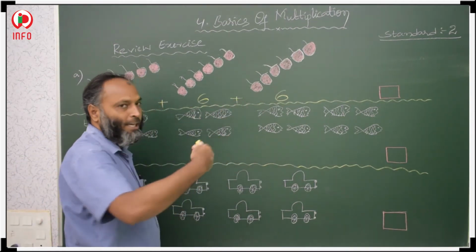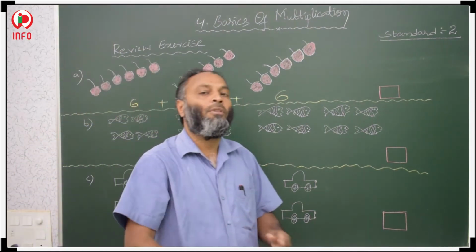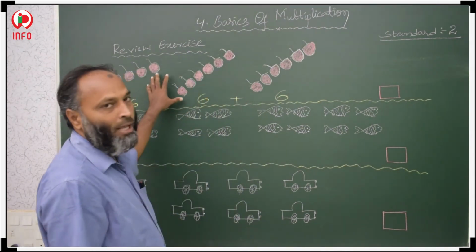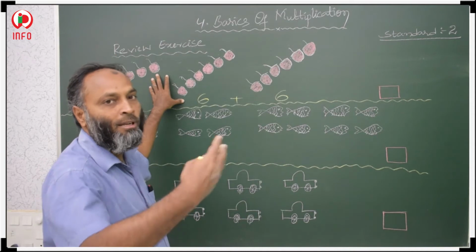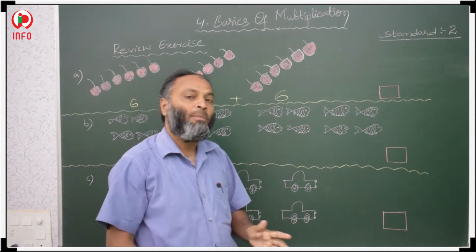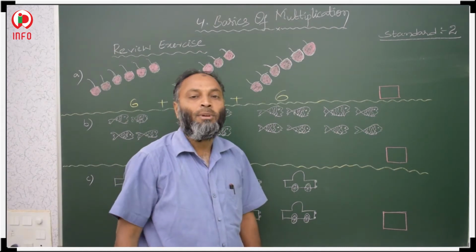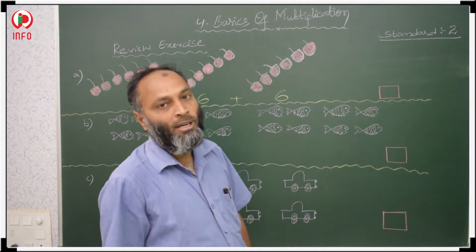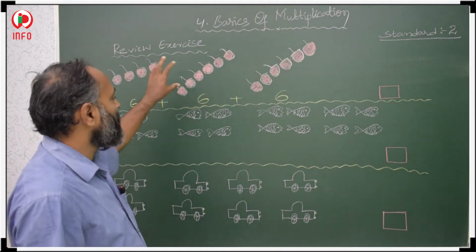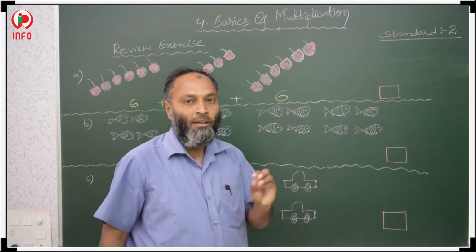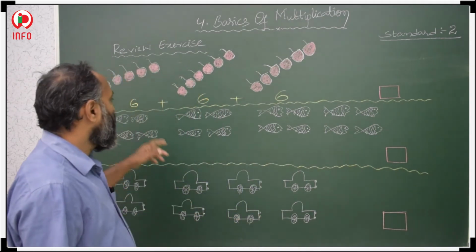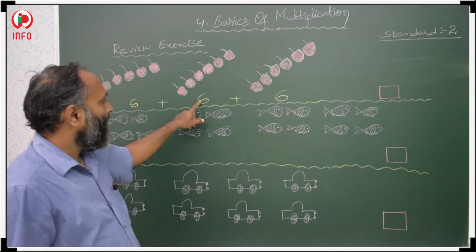Repeated means the same number we have to add. This is our repeated addition. Same number, same number, same number. If we add the same number repeatedly, that is nothing but repeated addition. Here repeatedly 6 cherries, 6 cherries and 6 cherries. We are adding equal numbers of cherries, 3 times. Then 6, 6 and also 6.